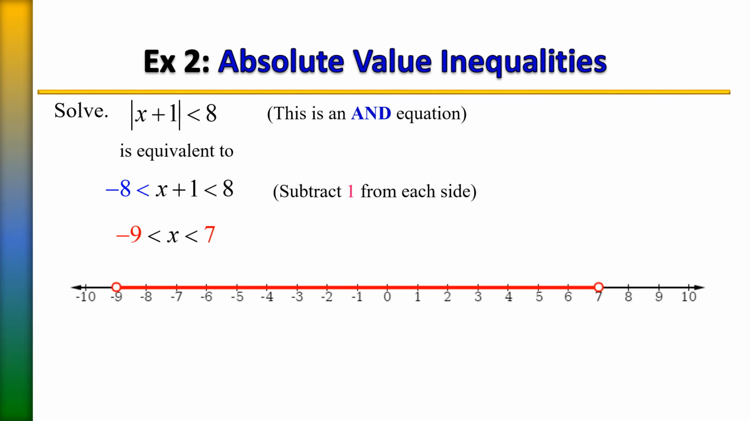And to write that in interval notation form, remember when it does not include the numbers, we use parentheses on each end. So what you're going to have is parentheses -9, comma, all the way to 7, close parentheses, and there you have it.